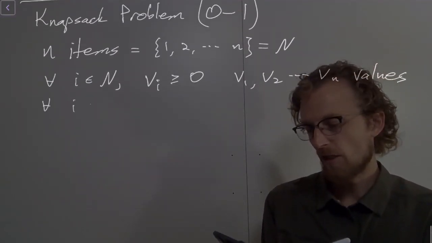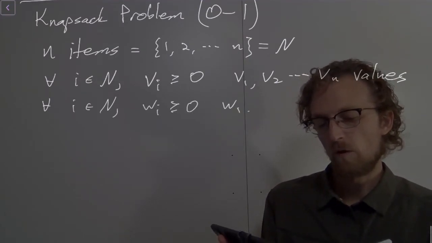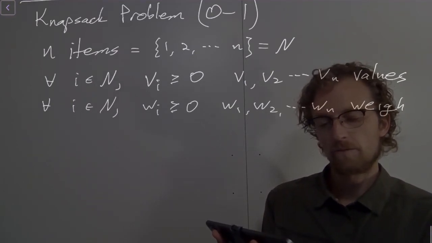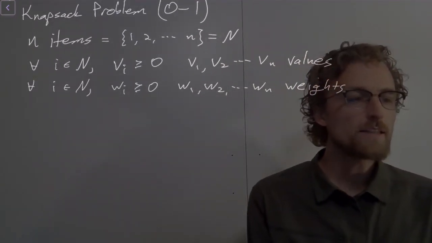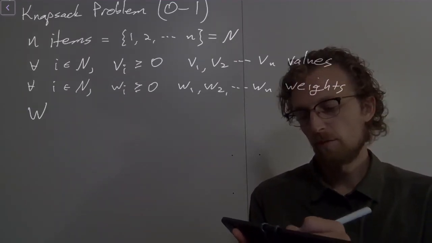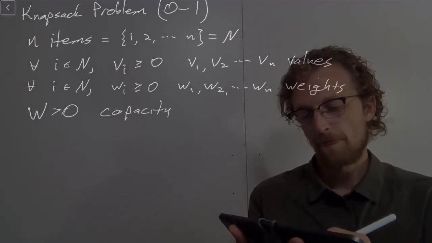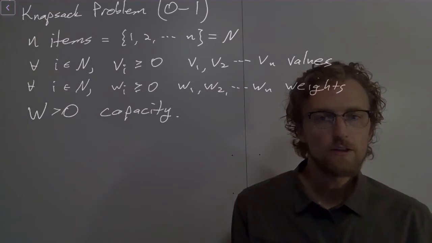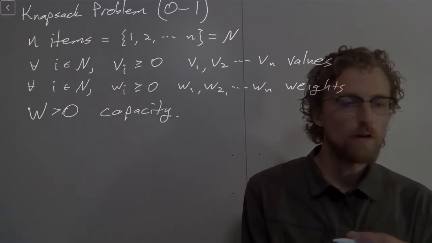Also for each i in N, I have a weight. So weight 1, weight 2, ..., weight n. These are all called the weights. Okay. And I have a capacity of my knapsack, right? So I have W greater than 0, capacity. So the question is, which of these n things should I take, given that I can only take a total weight of capital W, and that I want to maximize the total value, right?